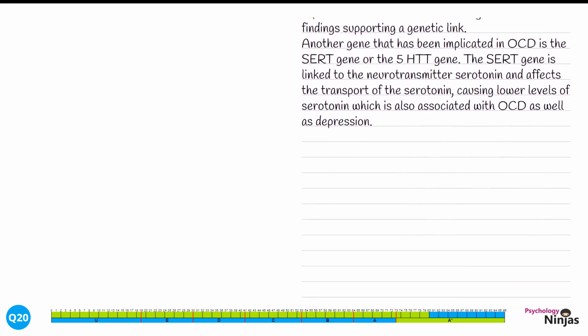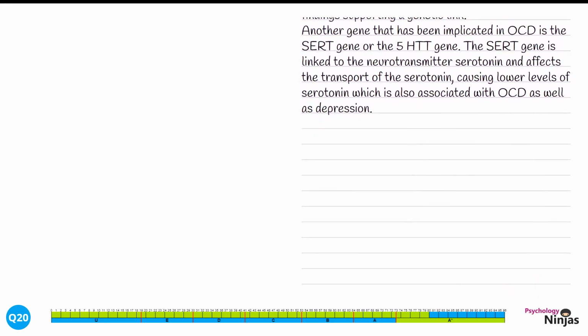Another gene that has been implicated in OCD is the SERT gene or the 5-HT gene. The SERT gene is linked to the neurotransmitter serotonin and affects the transport of the serotonin, causing lower levels of serotonin, which is associated with OCD as well as depression.